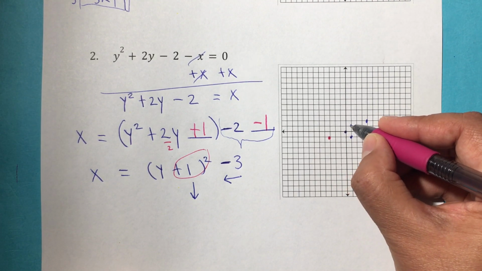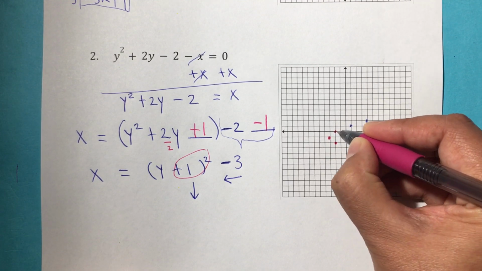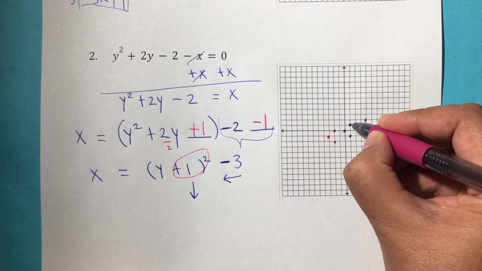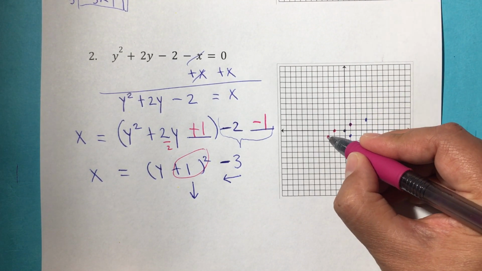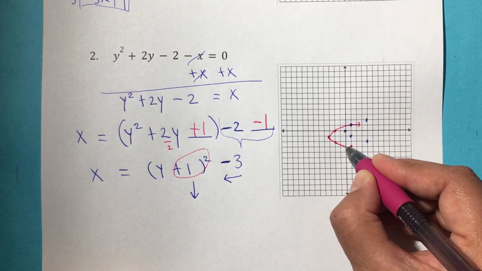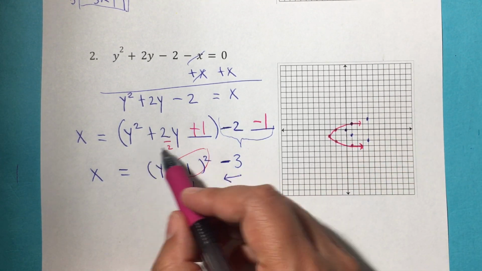And then from there, we go 1, 1, 1, 1. So right there. And 2, 4 is right there. And 2, 4 is right there. So that's our transformed graph of the parabola after we completed the square.